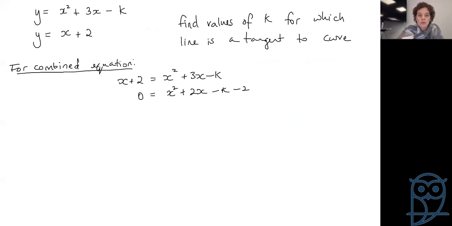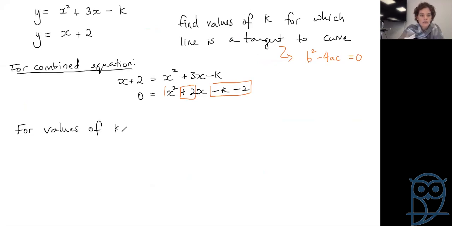So it's another reminder of what's a, b, and c. There's your a, there's your b, and there's your c. Let's see how well my numbers worked. Line is a tangent. That means that b squared minus 4ac equals 0. We have a repeated root. So we've got a combined equation, and we now need the value of k. In fact, we're a little bit dodgy here because we're making questions up. This is going to be a single value of k because b squared minus 4ac equals 0.